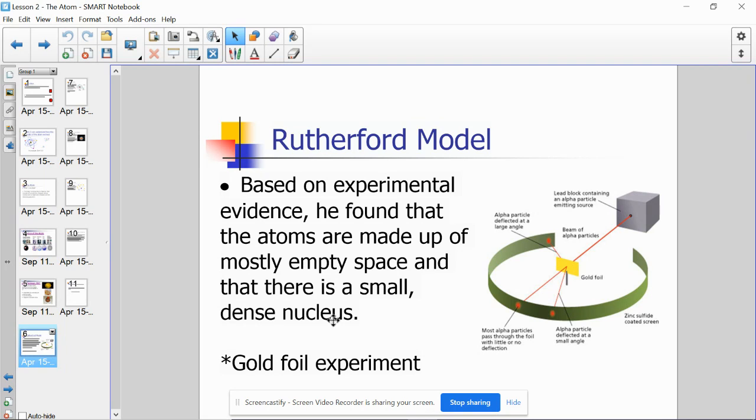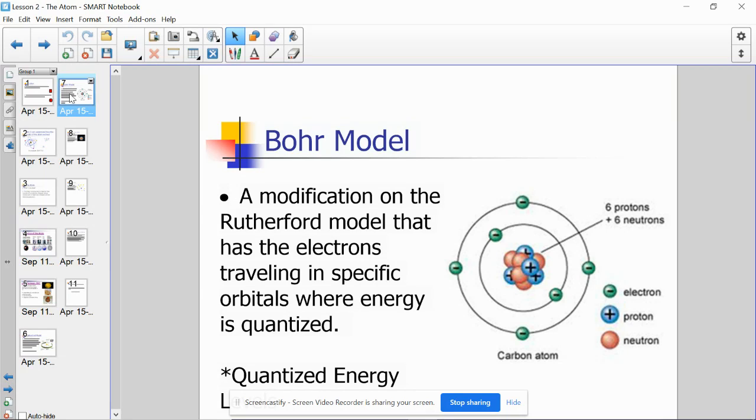And that's how you got some of this alpha particle scattering. The next person, after we focused on the idea that there is mostly empty space, Bohr came into the idea of having these orbitals. Now, these orbitals made sense because of the quantized theory that we talked about. So what happens is these electrons have to be in a specific orbital shell. And in order to jump from one orbital to the next, you had to give a specific amount of energy. That specific amount of energy is unique to that atom.